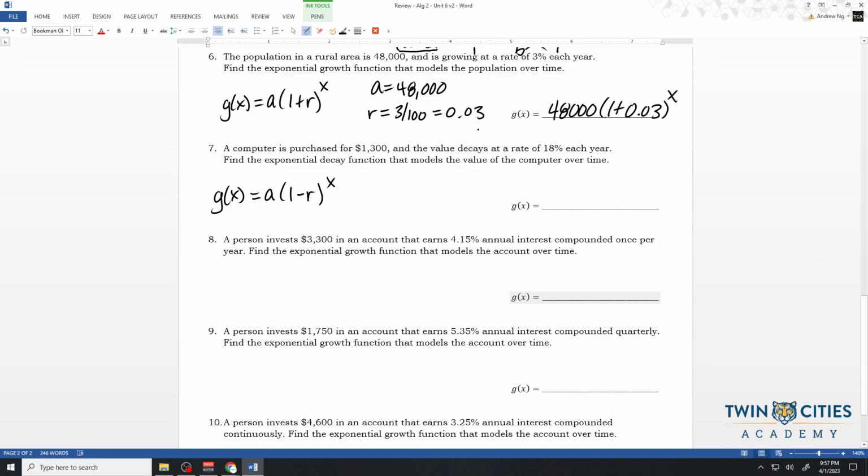I still only have to find these two things though. A is what we start with, so that'll be 1,300. And r is the rate, this time it's the rate of decay. So this is 18%. I say this is 18 over 100, which is the same as 0.18. And now plug them in to this. So I've got 1,300 parentheses 1 minus 0.18 to the x.